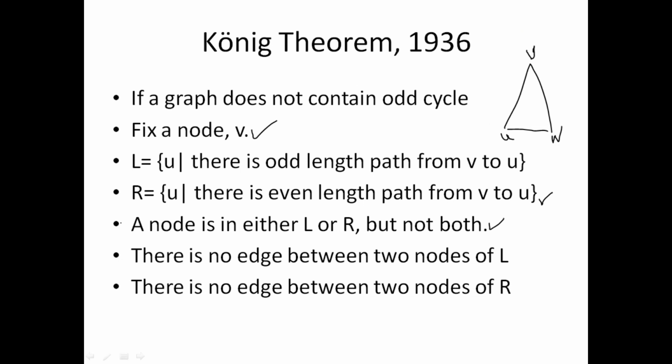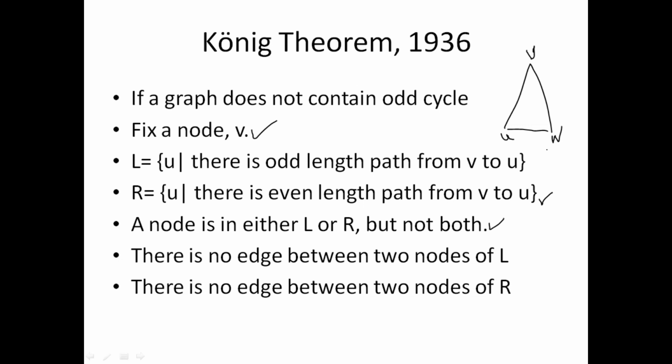So U is in R because there is an even length path, W is in R because there is an even length path. So I start with U, I go to V, from V I come to W. This is an even length path, this is an even length path. So I have a path from U to W whose length is even. Now I take this edge and come back to U, right? So I created an odd length cycle.